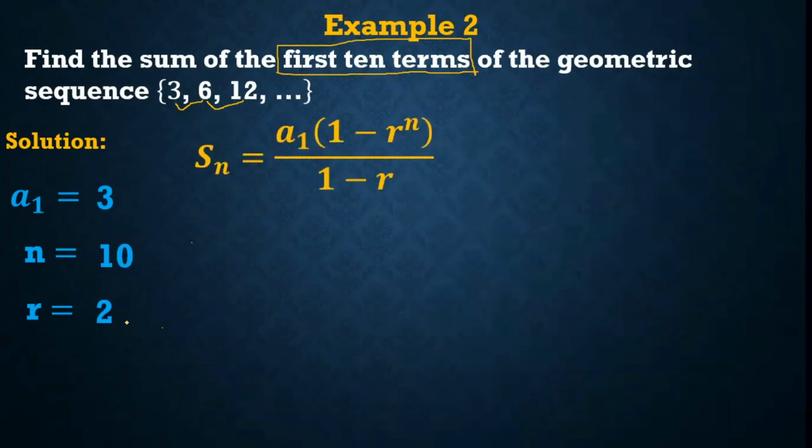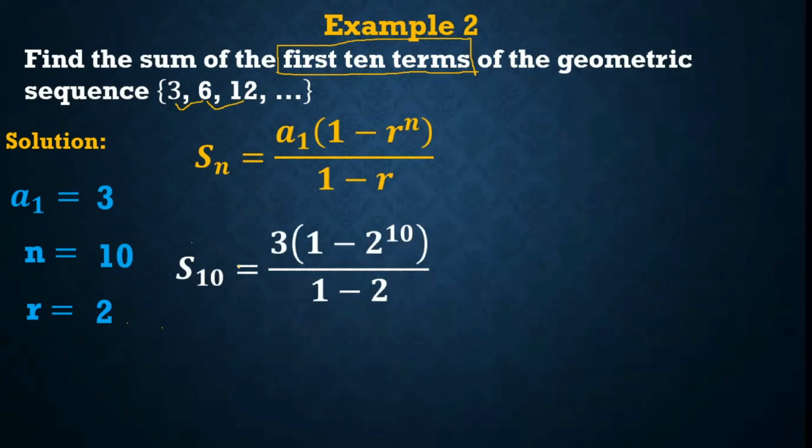Okay? So S sub n equals A sub 1 times 1 minus R raised to n divided by 1 minus R. So next po natin gagawin, substitute lang po yung given sa ating formula. Okay? Ayan, so we have S sub 10, or the sum of the first 10 terms, equals 3 times 1 minus 2 raised to 10 divided by 1 minus 2.